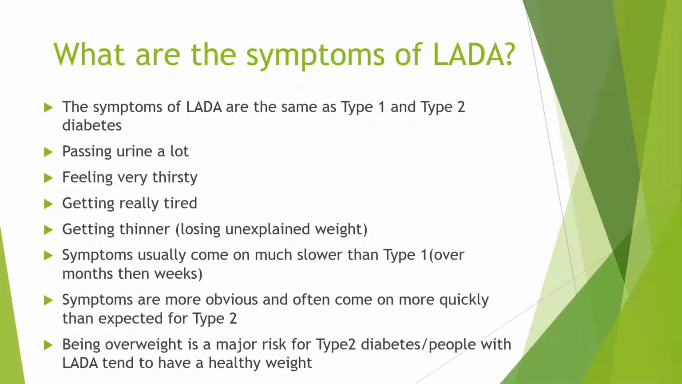Symptoms are more obvious and often come on more frequently than expected from a type 2. Being overweight is a major risk for type 2 diabetics, but people with LADA tend to have just a healthy weight, so they could be at a normal weight. And that's why it's hard to detect.